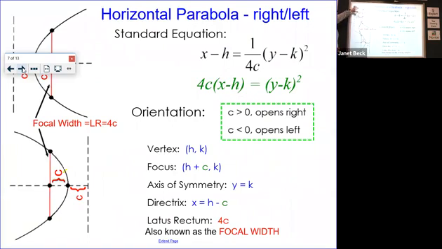And here are the notes for a horizontal parabola. Okay, same thing. I'm not going to give you time because I think we need to focus on actually practicing some examples of this. So let's go. Let's do some graphing.